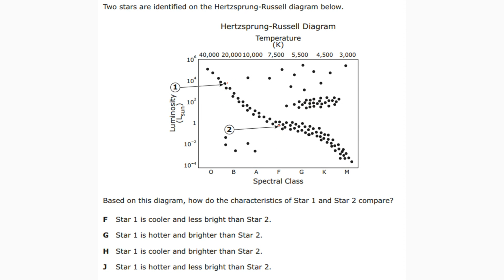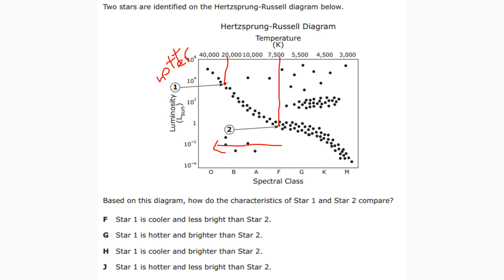Would we say that star 1 is hotter than star 2 or cooler? So star 2 has a temperature of about 7,500. Just going to draw a line from there. Star 1 has a temperature of about 20,000. It's also further to the left. So you should know that star 1 is hotter. My E is terrible, but you get the picture.